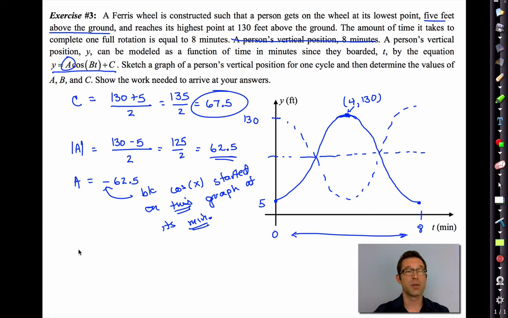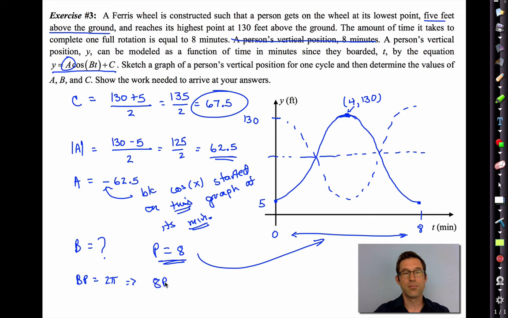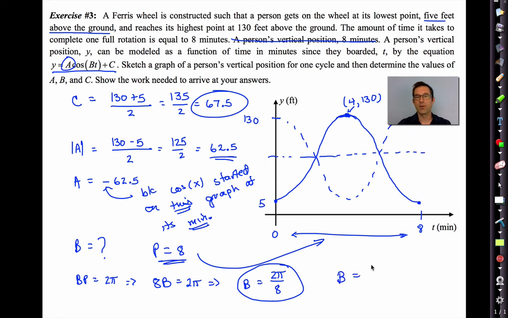Okay, finally, and this is going to be pretty easy, we have to get the value of B. Well, we know the value of P. It's 8, right? That's this thing. So we know that B times P is equal to 2 pi. So we can say 8 times B is equal to 2 pi, and B is equal to 2 pi divided by 8. It's completely okay to leave your answer like that, but you can also reduce it and tell me B is pi over 4. Either way. That's it. They just asked for A, B, and C, nothing else.